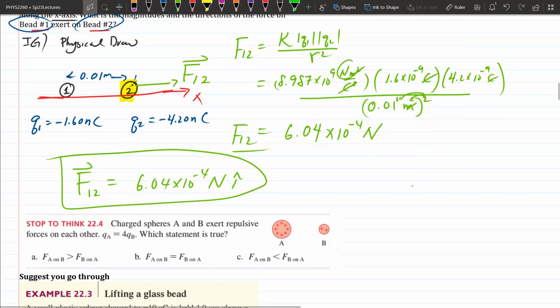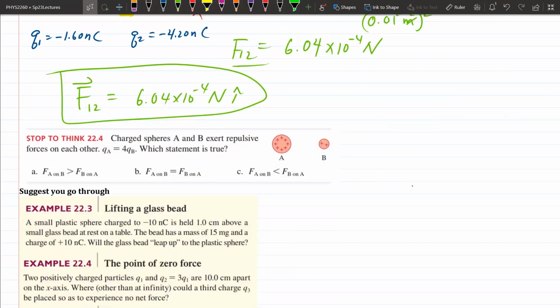Okay, let's do a quick little poll, just raise your hand. Let's say I have two charged spheres, A and B. They're going to exert a repulsive force on each other, because they're both positively charged. So if the charge on A is 4 times bigger than the charge on B, meaning the bigger sphere has a much bigger charge, how does the force between them compare?